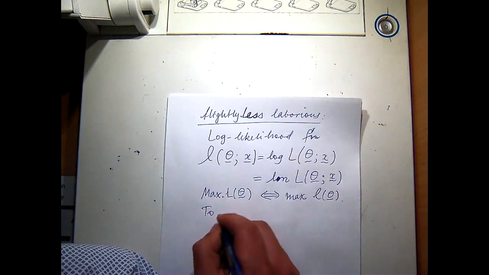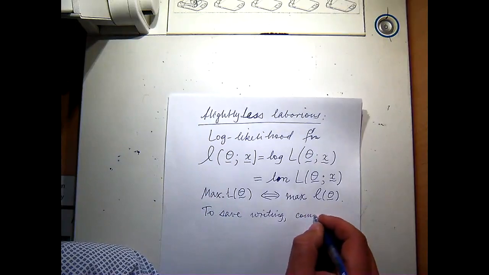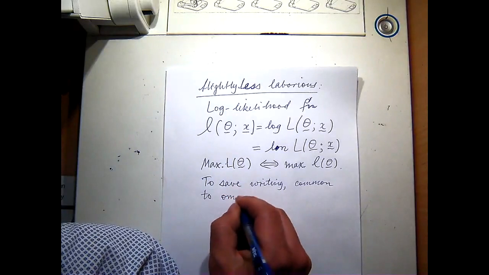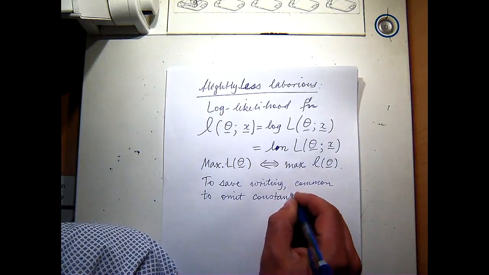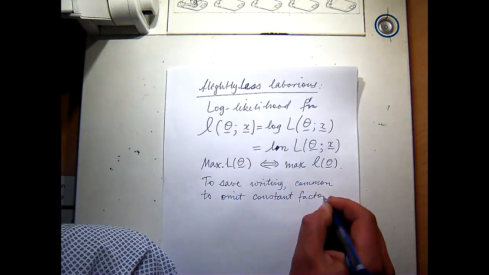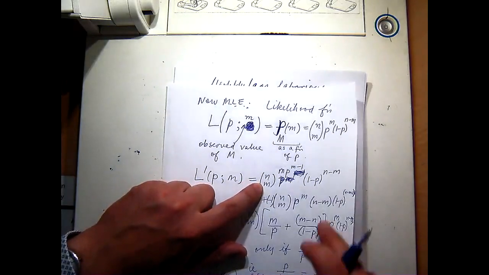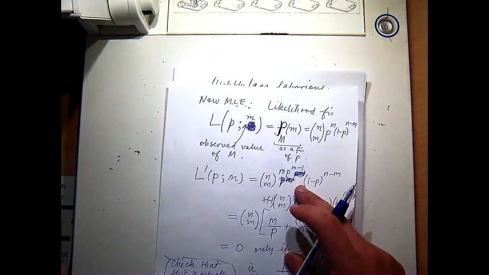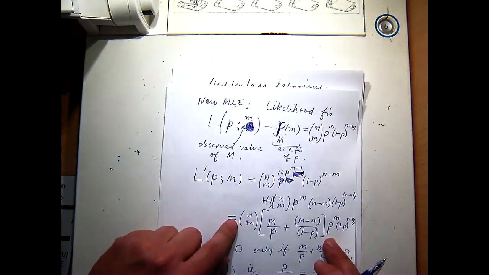Okay. To save writing, it is common to omit constant factors. So a constant factor is something like this n choose m here. In the context we were doing it, little n was not considered a parameter, it was just fixed. A parameter is something that can vary. So in that case, this was a constant. And you saw that it didn't play any role in finding the maximum.